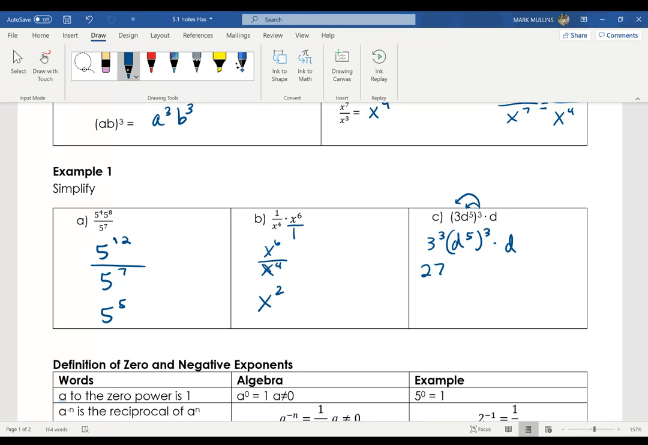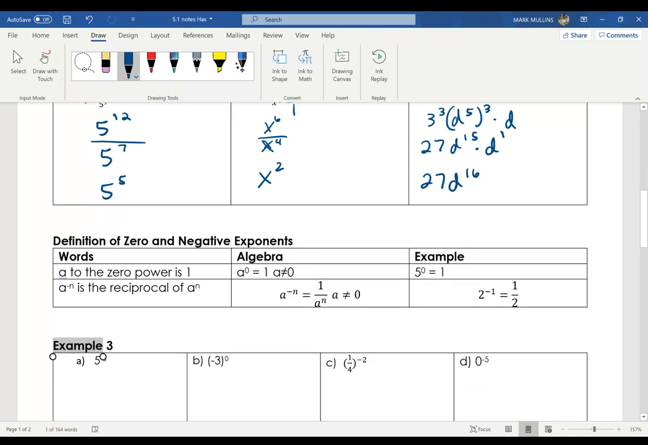Here I have a power to a power with d, so I'm going to multiply my exponents. Remember d to the 5th, and then I have 3 groups of d to the 5th. So that means d to the 15th times one more factor of d. Now I would want to think about adding those exponents. 15 plus 1 would be 16. So I have 27d to the 16th.